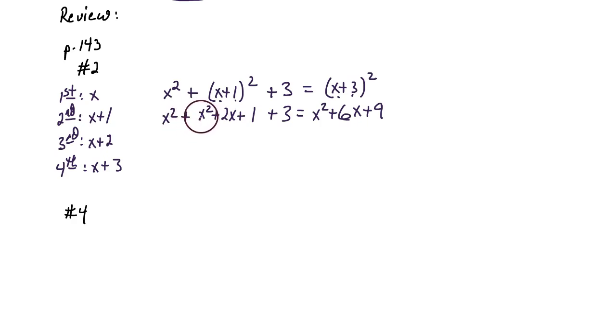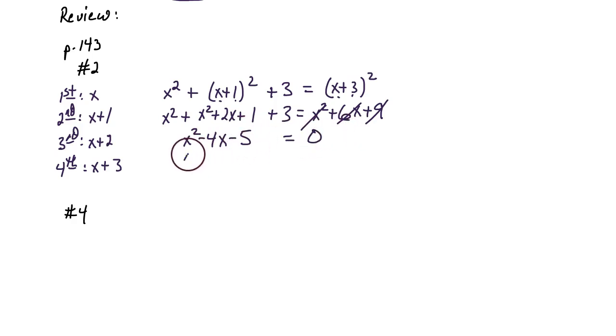So x squared plus x squared is 2x squared, but then when you subtract that one away, you're left with 1x squared. We have 2x, and when you subtract the 6x away, we get negative 4x. 1 plus 3 makes a 4, but then when you subtract the 9 away, you get negative 5. And now it's equal to 0.